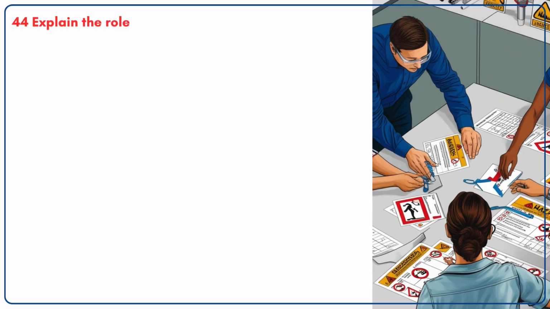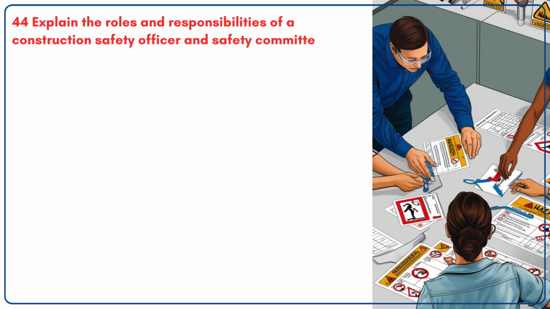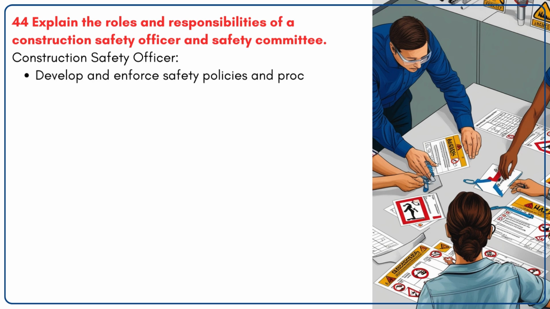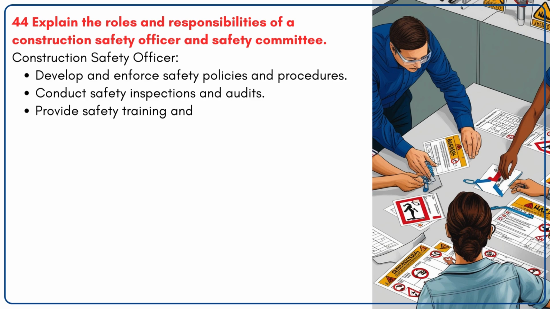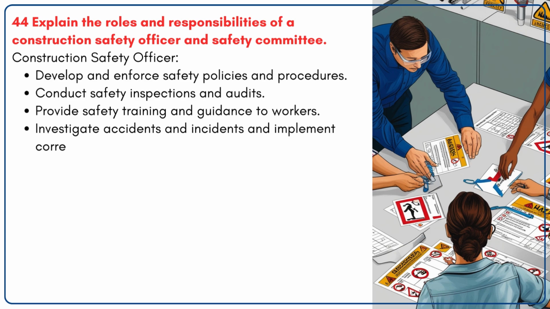44. Explain the roles and responsibilities of a construction safety officer and safety committee. Construction safety officer. Develop and enforce safety policies and procedures. Conduct safety inspections and audits. Provide safety training and guidance to workers. Investigate accidents and incidents and implement corrective actions.